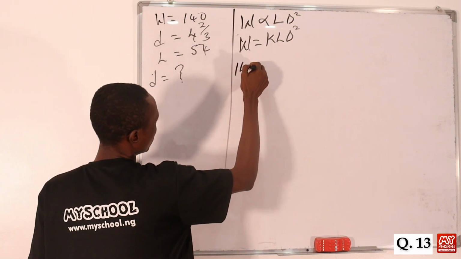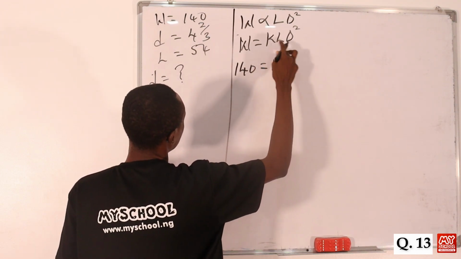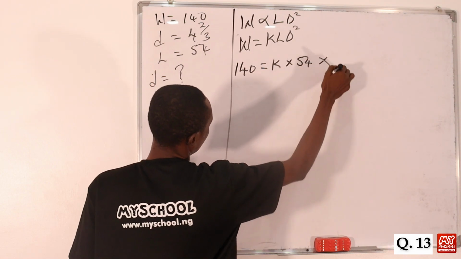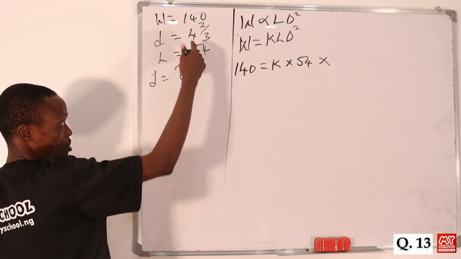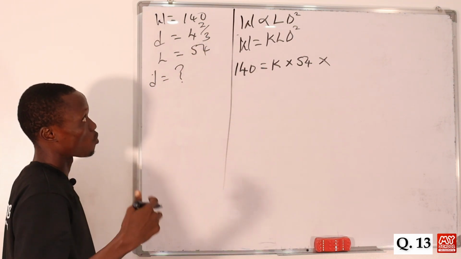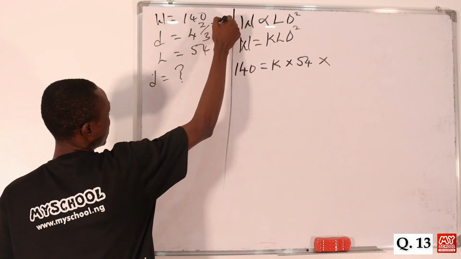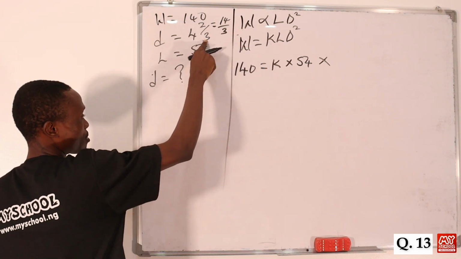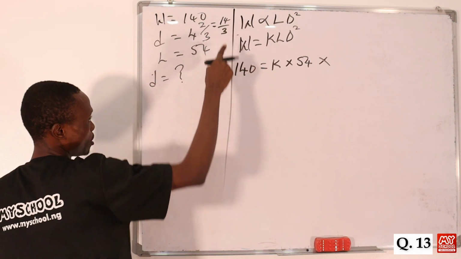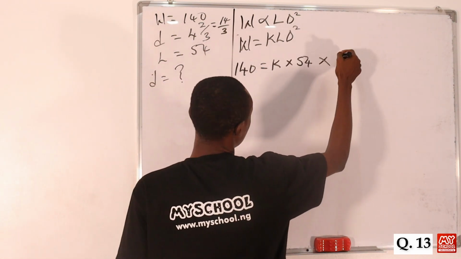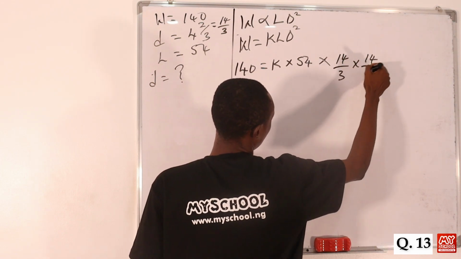So here we'll be having 140 is equal to K times L is 54 times D squared. But if you look at this carefully, this is given to us as a mixed fraction, so I prefer we convert it to an improper fraction. If we convert it, we'll have 14 over 3, which is 3 times 4 is 12, plus 2, which is 14 all over 3. Since this base is squared, we have it twice, which is 14 over 3 times 14 over 3.